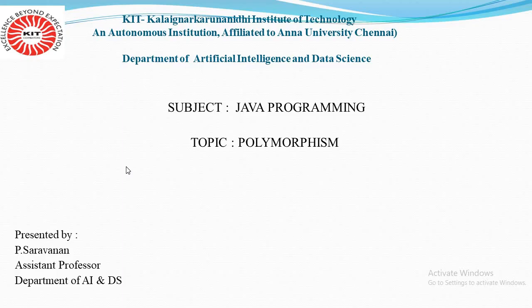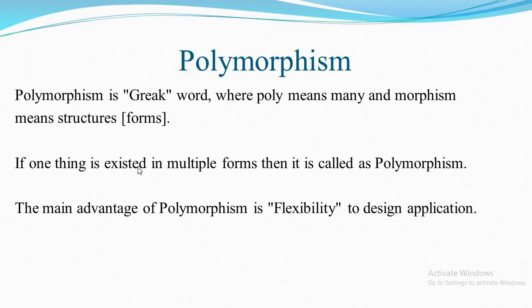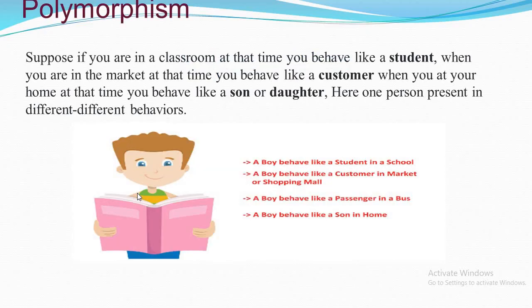In this session, we will explore one of the core concepts of object-oriented programming, which is polymorphism. So my topic here is polymorphism. So what is polymorphism? Polymorphism is a Greek word where poly means many and morphism means structures or many forms. If one thing exists in multiple forms, then it is called polymorphism. The main advantage of polymorphism is flexibility to design an application.